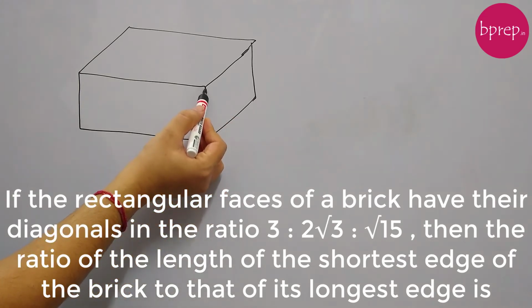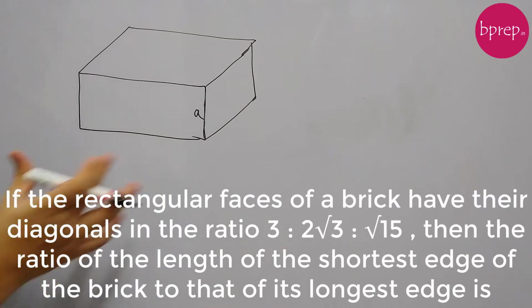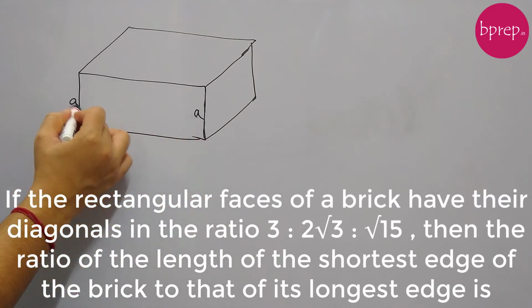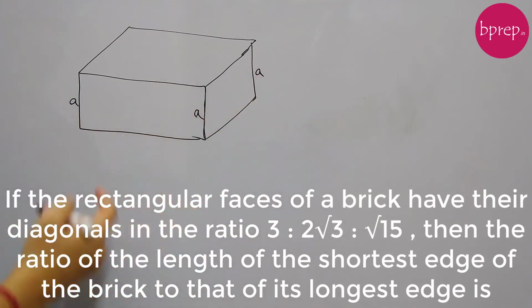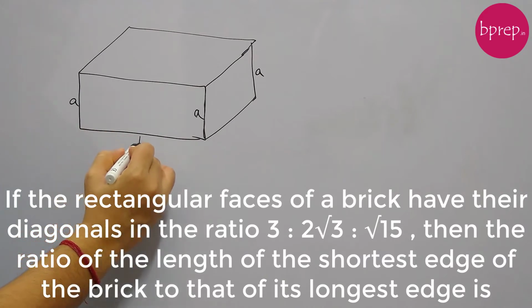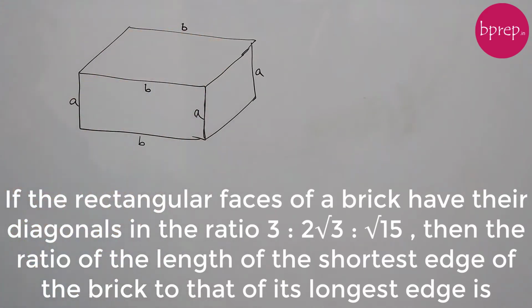So we need to find out the ratio of shortest edge to the longest edge. So clearly in a brick this will be the shortest edge. Let's say this is A. When we say A, this will also be A, this will also be A, and this will be the longest edge in the brick, right? So let's call this B. So this will also be B, this will also be B.